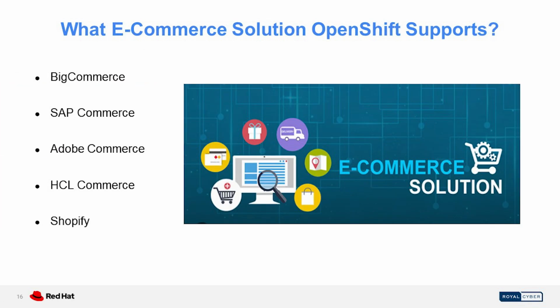Thanks, Shivam. So, what e-commerce solutions does OpenShift support? OpenShift, the container application platform by Red Hat, supports a wide range of e-commerce solutions, including Magento, WooCommerce, Drupal Commerce, SAP Commerce, Adobe, HCL Commerce, and Shopify. These are just some of the e-commerce solutions that can be deployed over OpenShift. OpenShift provides a secure, scalable, and flexible platform for running e-commerce applications, making it an ideal choice for businesses looking to take their online sales to the next level.